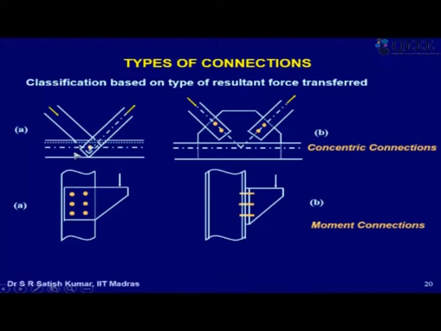So my load, instead of coming concentric to this group of bolts, is coming eccentric. So this is called a moment connection. In this case, we say that the moment is in the plane of the gusset plate, or in the plane of the bolts, and here it is out of plane. So in this case, due to the moment, there will be extra shears coming in the bolts, whereas in this case, due to this load, there will be extra tension coming in these bolts.